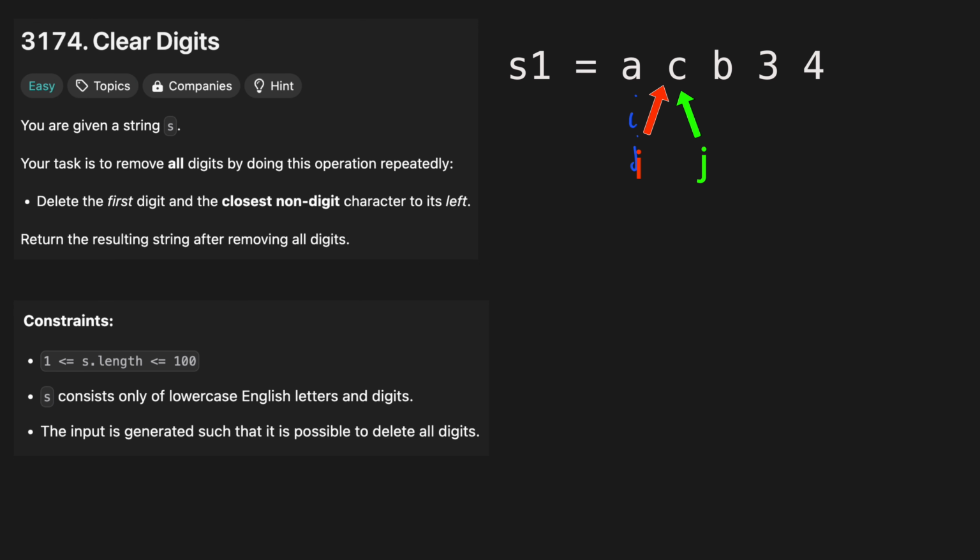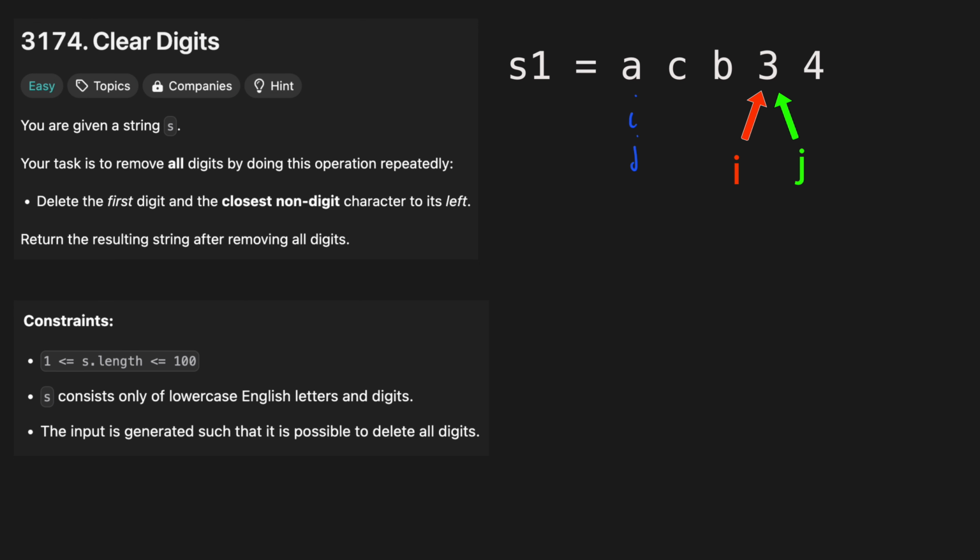Then the next character we see is C, which is also a non-digit character. So we will move the j pointer forward, and in any case, we will move the I pointer forward as well. Then the next character is again a non-digit character, so we move both I and j forward. Then the next character we see is 3, which is a digit character.